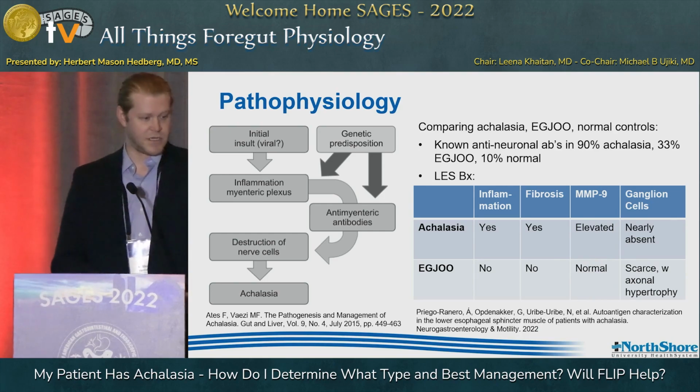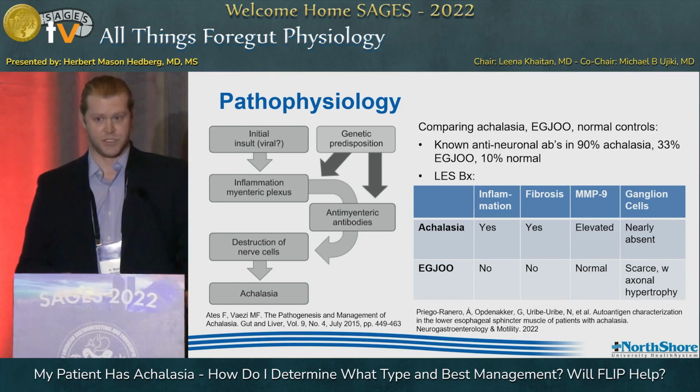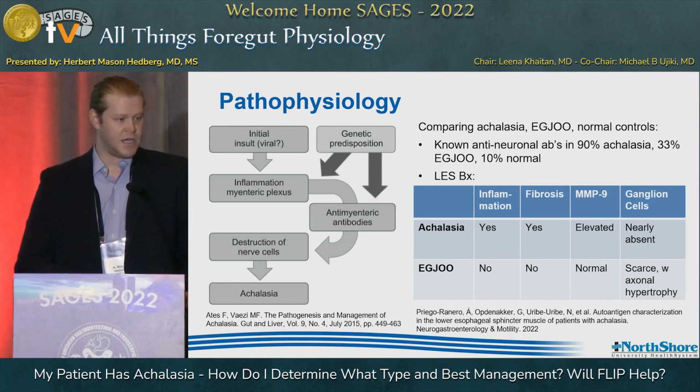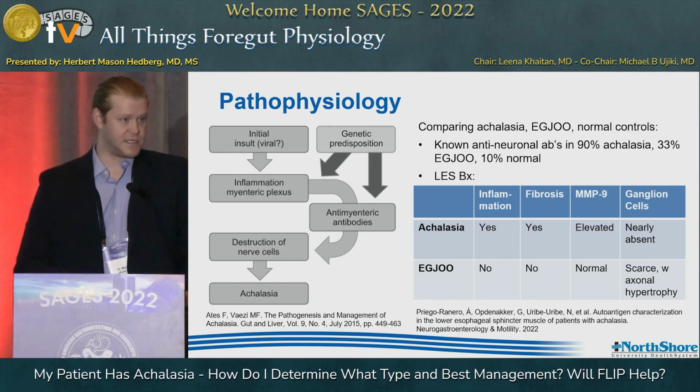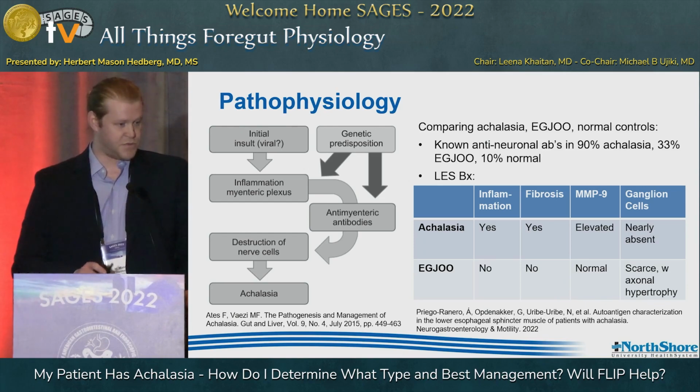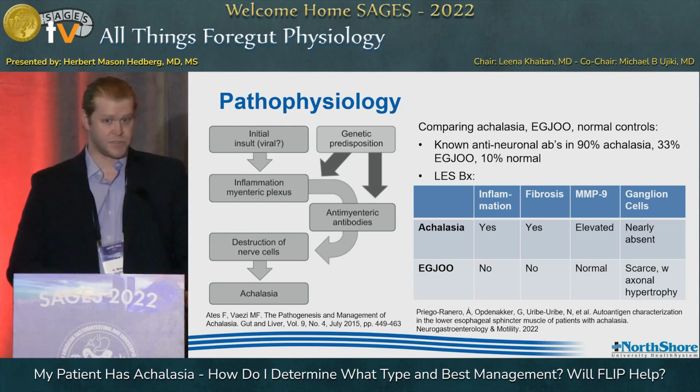I also wanted to mention some of the differences at this level between EGJOO and achalasia. So there are known antineuronal autoantibodies in almost all patients with achalasia. We find these antibodies in only about a third of patients with EGJOO. But more different between the groups is the findings on muscle biopsies.